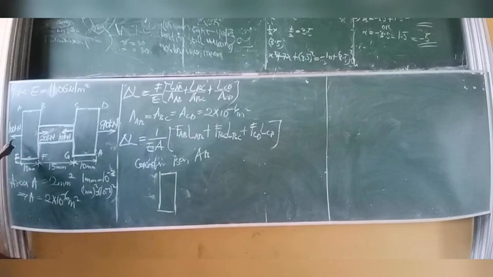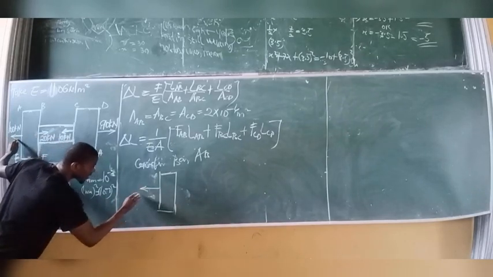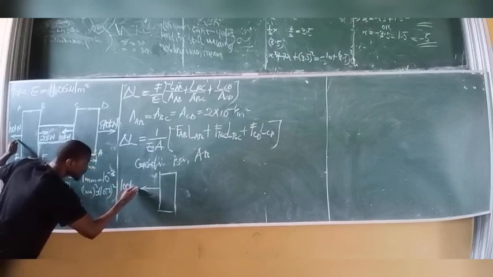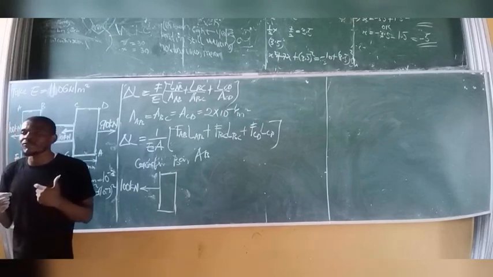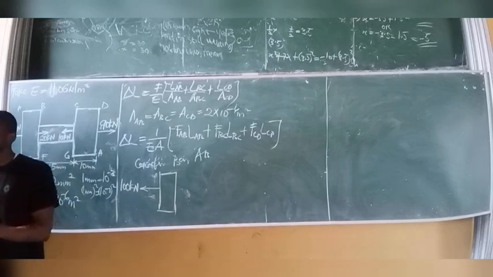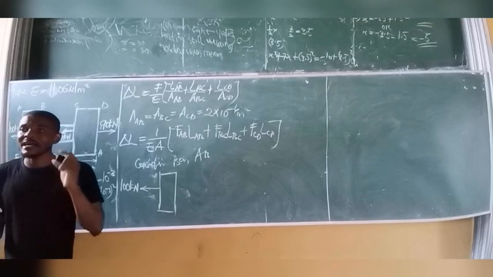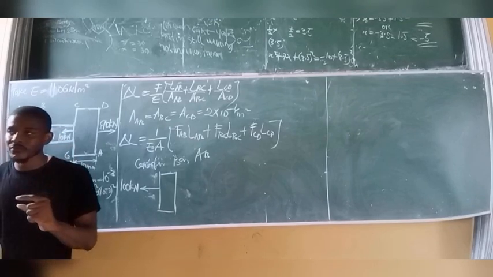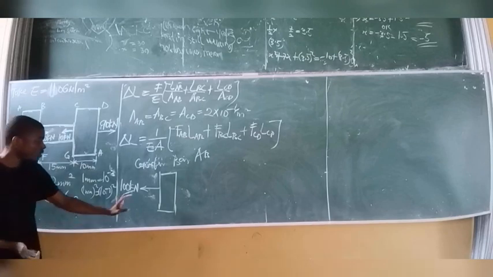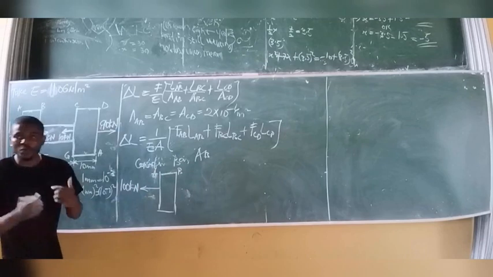On this side of the bar, we simply have a 100 kilonewtons force acting here. And this force is what? A tensile force. A tensile force is actually a force that pulls outside of a given component. It pulls out from the surface of the component, not inside. If it pulls inside, then it's compressive. And compressive forces are negative, while tensile forces are positive.